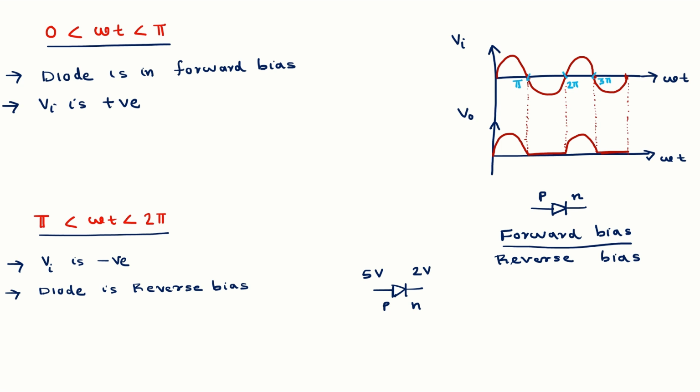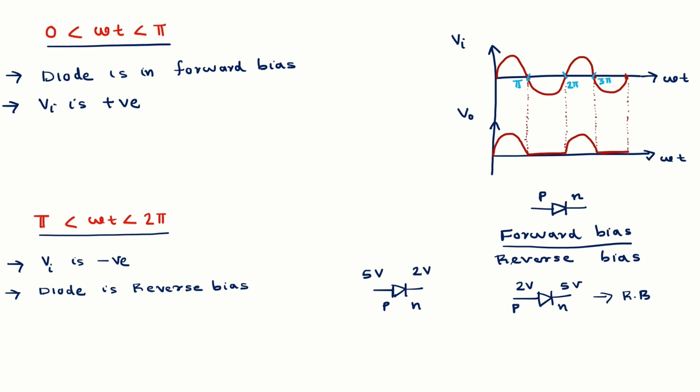The next one is reverse bias. Reverse bias means the voltage at the n side, or the voltage at the negative side, is greater than that of the p side. For example, again I am drawing the same diode. I am applying 5 volt to the n side and 2 volt at the p side. So here the voltage at the n side is greater than that of the p side, so the diode is in reverse bias mode. Reverse bias means it is a non-conducting mode. That means no current is flowing through the diode in reverse bias mode.